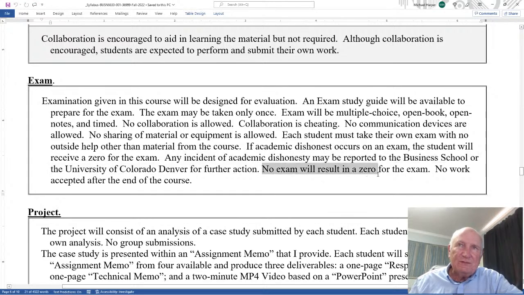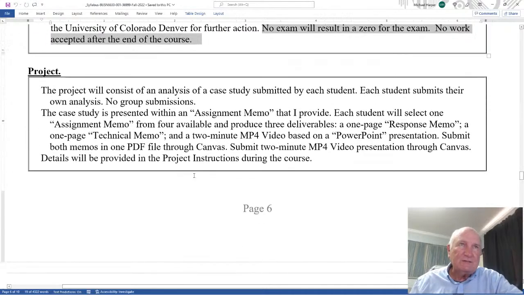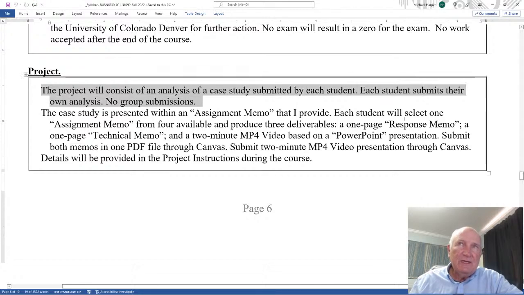No exam will result in a 0 for the exam. No work is accepted after the end of the course. Again, that's strict policy. Projects. The project will consist of an analysis of a case study submitted by each student. Each student submits their own analysis. No group submissions. Each person does their own analysis.